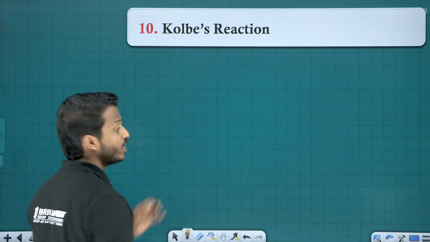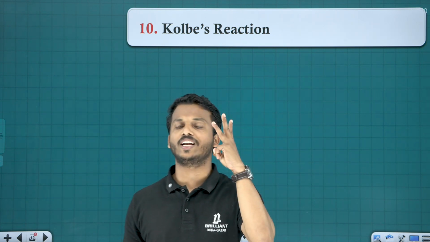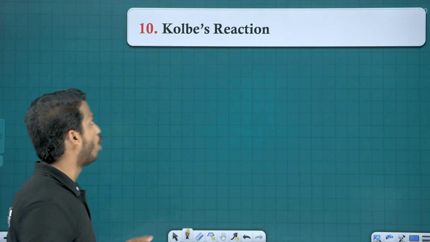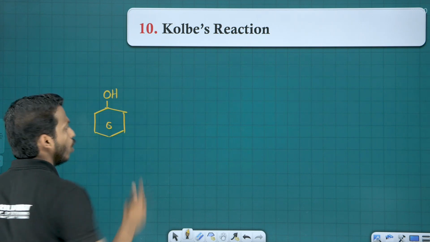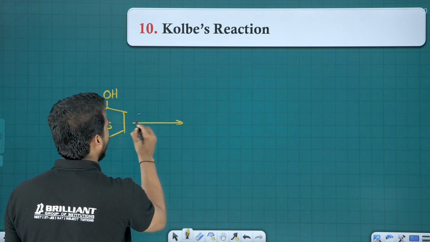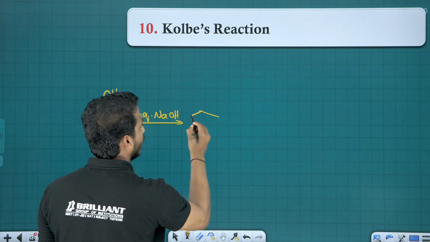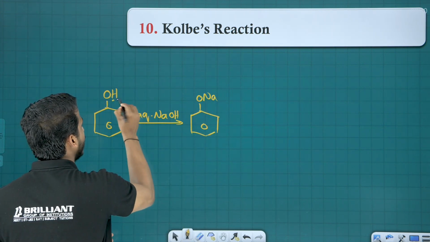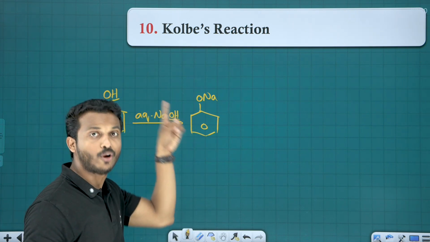Ready? Next one, what is Kolbe's reaction? In the alcohols, phenols and ethers chapter, we have three important name reactions: Kolbe, Reimer-Tiemann and Williamson. What is Kolbe? Kolbe means phenol to salicylic acid. First, we treat phenol with aqueous NaOH. You will get sodium phenoxide, ONa. This H and this OH leave as water, and the Na is placed there. That is called sodium phenoxide.